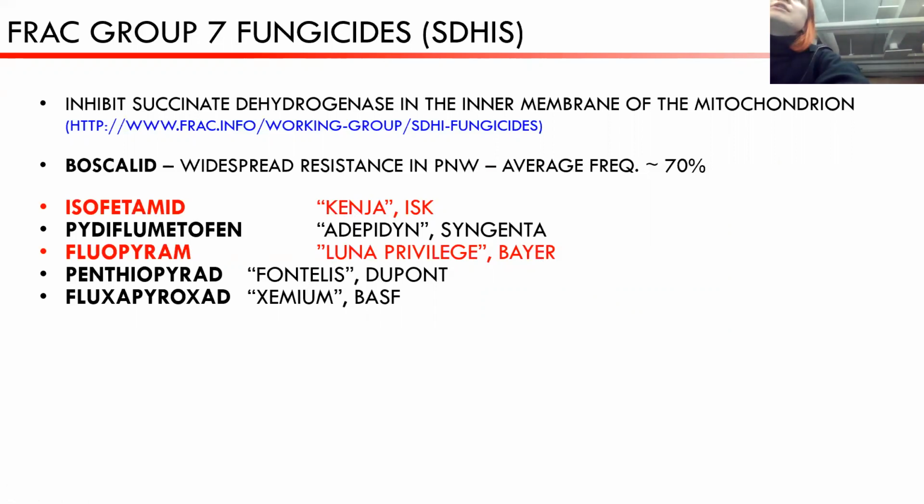When we think about fungicides from the same FRAC group, it means that they have the same mode of action. They target the same enzyme in the mitochondria of a fungus. When we think about resistance, we usually expect that if a fungus developed resistance to one fungicide from a FRAC group, other fungicides from the same FRAC group will not be effective in controlling this fungus. So there is going to be a pattern of cross-resistance.